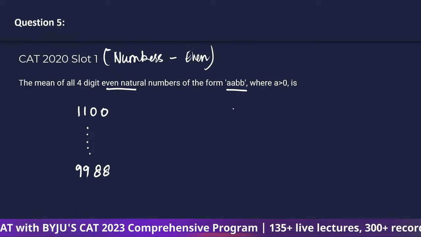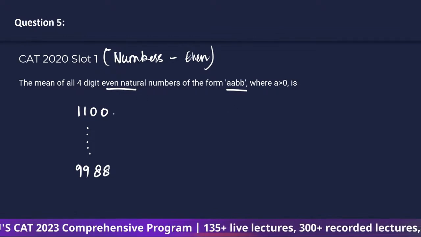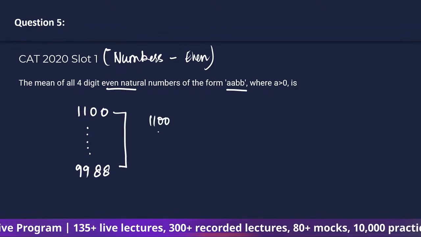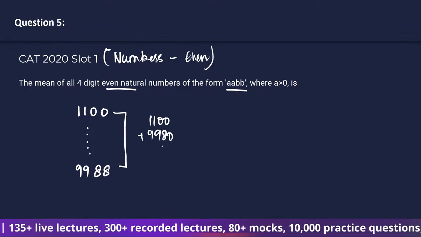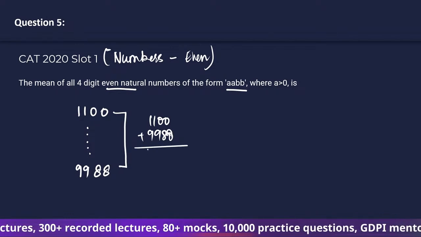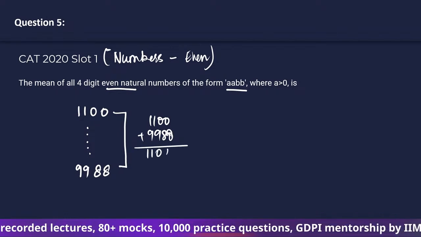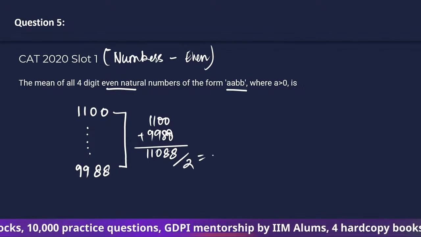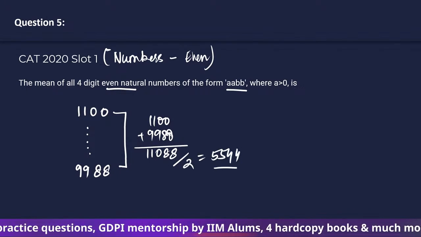The question asked is what is the mean? So I'll use the logic of average: take the average of the first and the last. So 1100 plus 9988 is going to be 11088, and we need to divide it by 2 now. So this is going to be 5544. This is your answer.